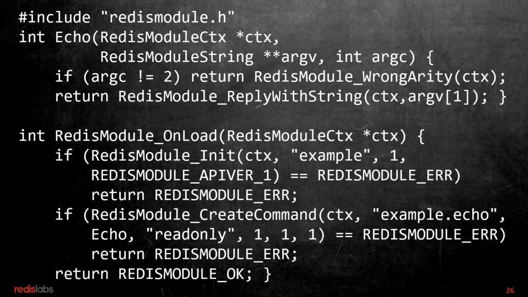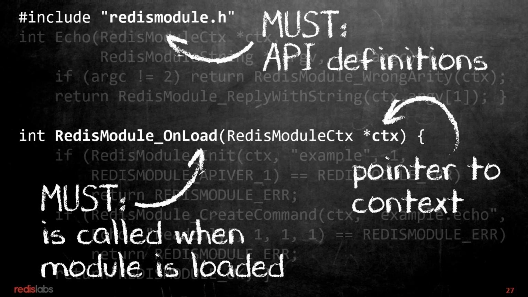Beginning at the top is one include line, include redismodule.h. redismodule.h is the header file which contains the API's definition. This is the only file that you actually need in order to start writing a Redis module. You just copy it from the repository of Redis, drop it into your project, and you're ready to go. This is all you need in order to start to write your own module.